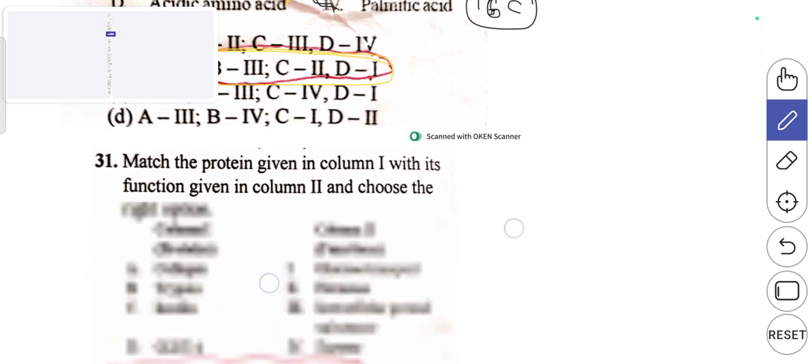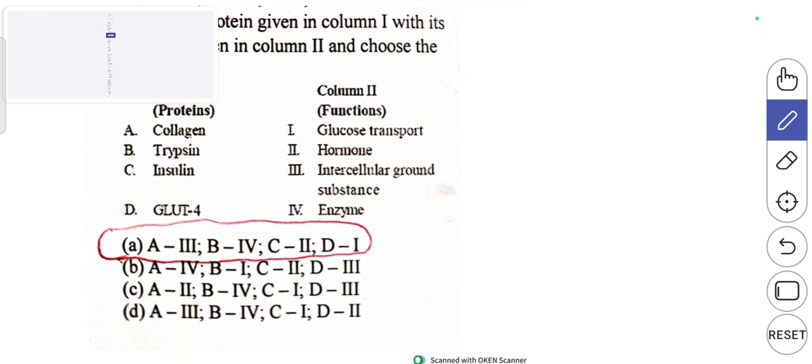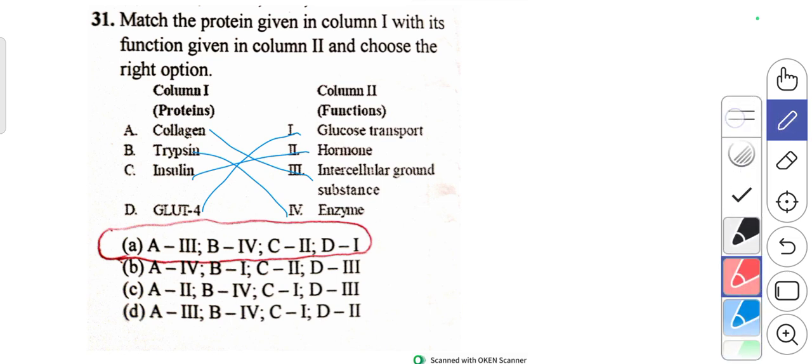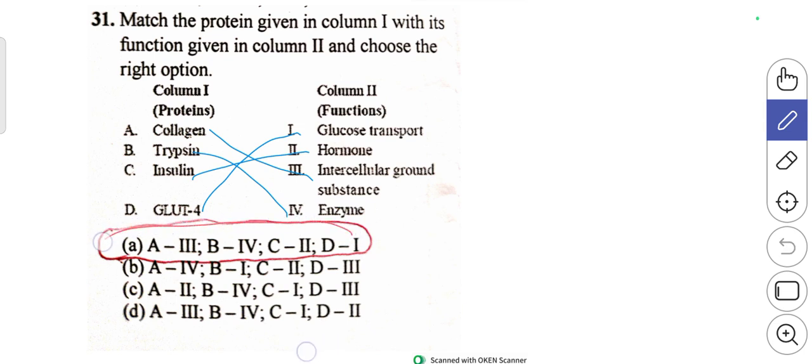So next question. Collagen. What is the significance of this collagen? This collagen is one of the examples for intercellular ground substance. Here trypsin is one of the enzymes. Insulin is one of the hormones. Then GLUT4 is one of the glucose transport molecules, or it will act as a channel where glucose transport can occur. Hence, A is the right answer for this one.